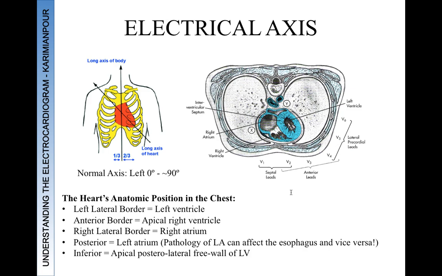So the left lateral border of the heart is the left ventricle. That's easy. The anterior border is the apical right ventricle. The right lateral border is the right atrium. As I said, the heart lies on its right side, which brings the right atrium to the rightmost lateral border. The left atrium is posterior, and I gave you a couple of examples with the esophagus. And then inferiorly is the apical posterolateral free wall of the left ventricle.